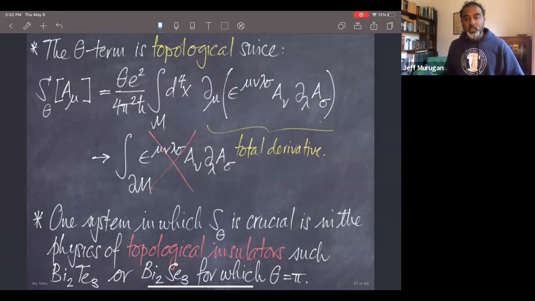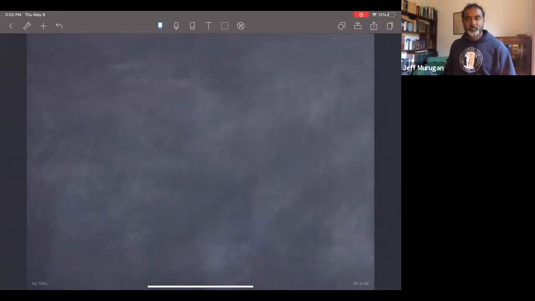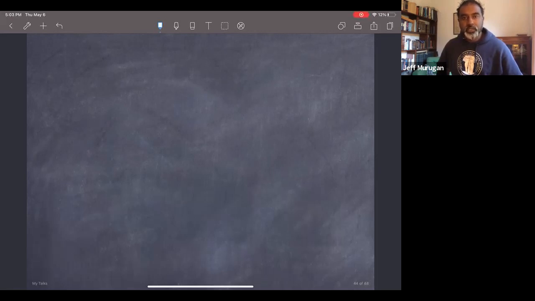I'm not going to say any more about theta terms and topological insulators. This is a beautiful physics that I would love to say more about, but I don't have the time to do so. Any questions at this point? No? Okay. If you do have questions, please unmute yourself and ask at any point.